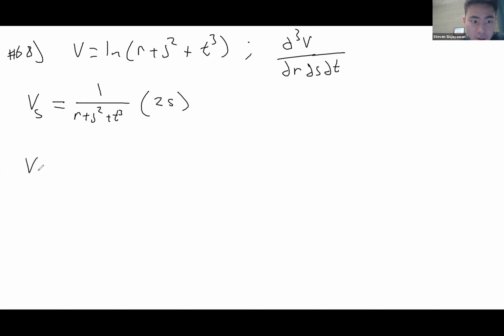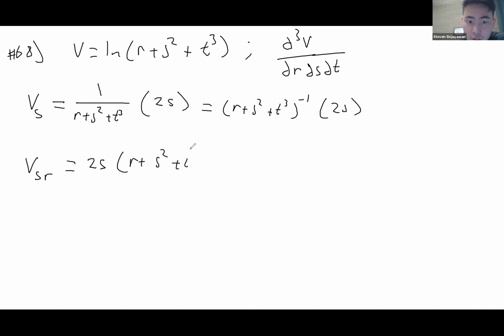Then taking Vsr, what's that going to be? The 2s is going to stay as is because it's a constant. I'm just going to rewrite this as (r plus s squared plus t cubed) to the power of -1, and then 2s in front. So that'll be (r plus s squared plus t cubed) to the power of -2 multiplied by -1, because these two are constants, and then we still have a 2s in front. That simplifies to -2s over (r plus s squared plus t cubed) squared.